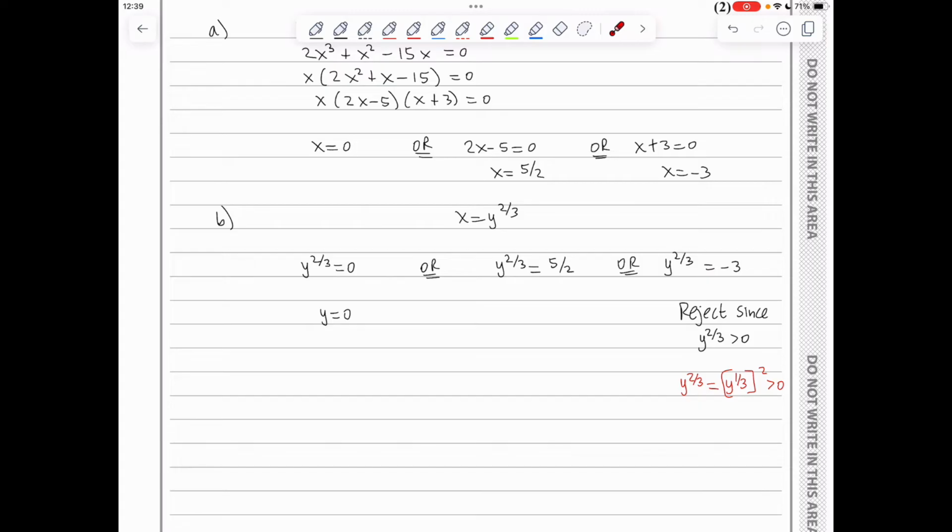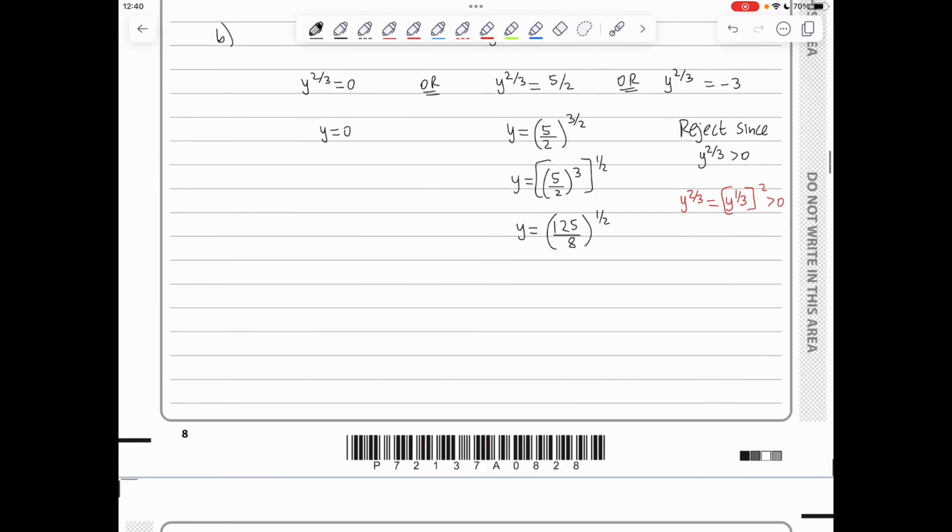Y to the 2 over 3 is 5 over 2, which means that y is 5 over 2 to the power of 3 over 2. So we can think of this as y is 5 over 2 cubed, all raised to the power of a half. So this leads to y is 125 over 8 to the power of a half. Now, this is simply the square root of 125 over 8.